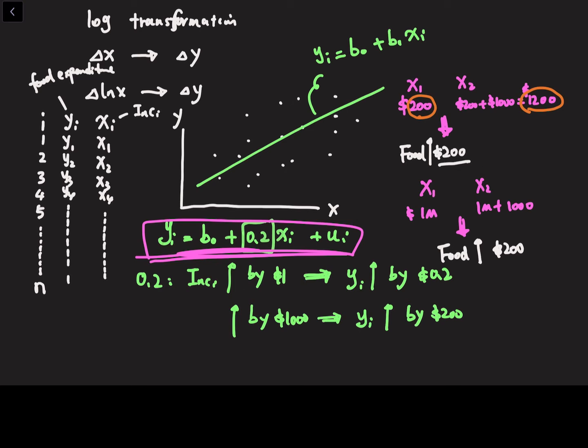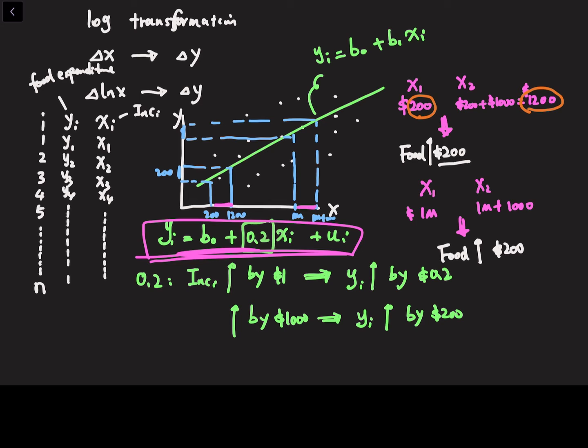Right? Because you assume there's a linear relationship. The same amount of increase in X, a $1,000 increase from $200 to $1,200, is associated with a $200 increase in Y. Same thing for $1 million plus $1,000, the same amount of increase in X. Using this regression line, you should have the same amount of increase in Y, which is $200. That's why we say there's a linear relationship. The effect of X on Y is constant for different values of X. It doesn't matter where you evaluate the value of X, the effect of changing X on Y is the same.